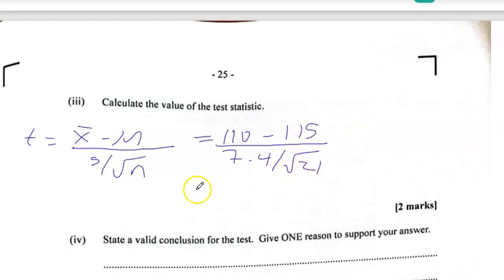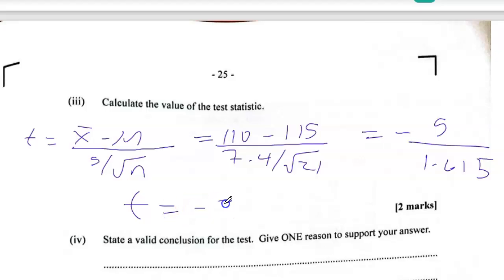So the numerator works out to be -5, and the denominator is 1.615. So our t value, the test statistic, is -3.1, using 1 decimal point.